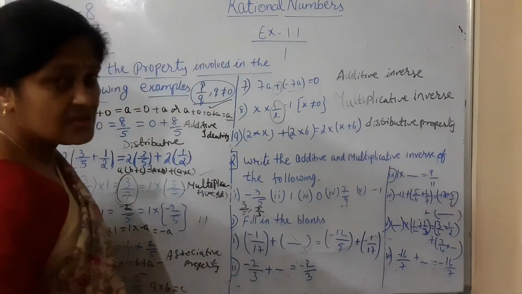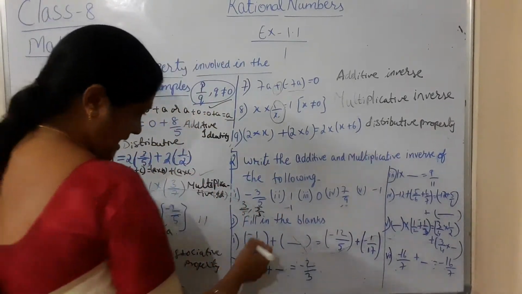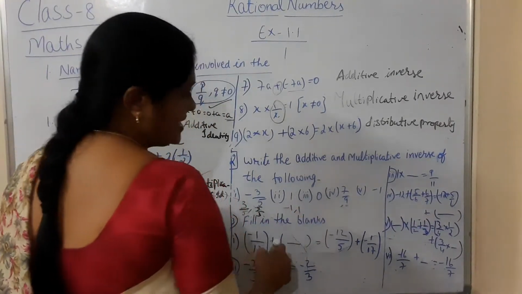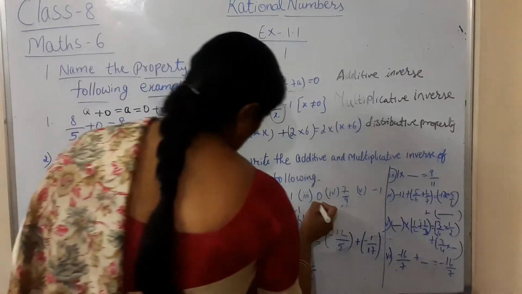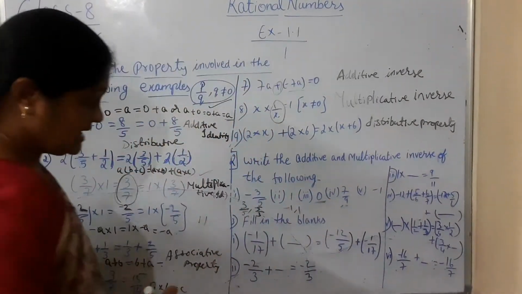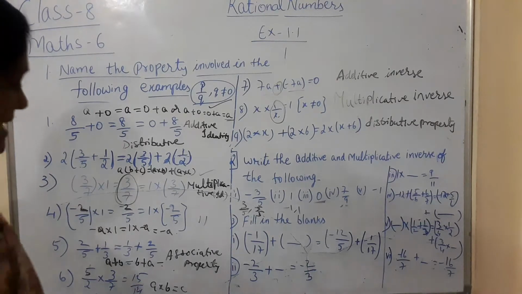Next, 1. What is the additive inverse of 1? Minus 1. What is the multiplicative inverse? It is 1, because you have to get back the same number. Now you have 0 over here. Does 0 have any inverse, multiplicative or additive? No. So it does not exist.